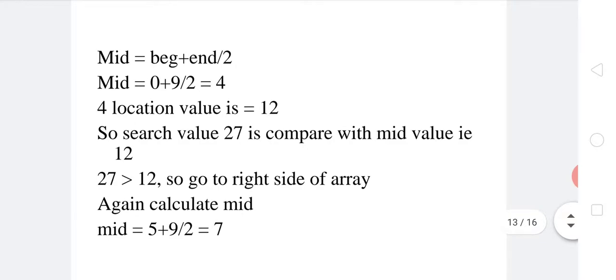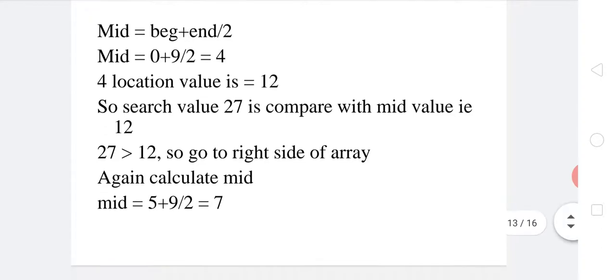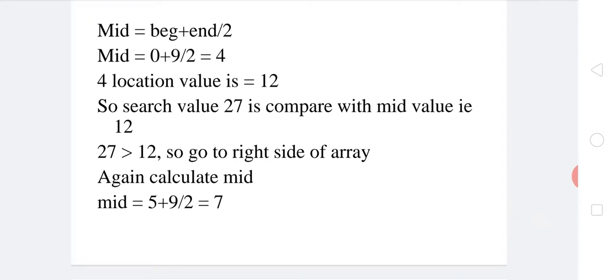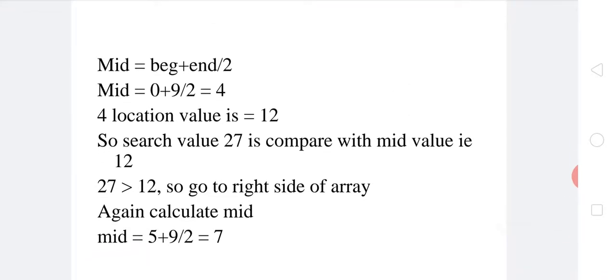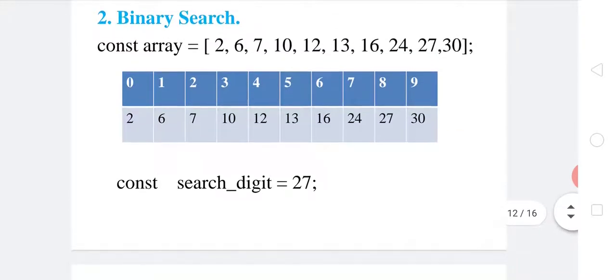Now see here, 27 is greater than 12, so we will go to the right side of the array and again calculate the mid value. How to calculate mid value? Beginning plus end divided by 2. Now the beginning of the right side array is 5 and the end is 9. 5 plus 9, 14, divided by 2 is equal to 7. Now the right side array mid value is 7. Location 7 contains the value 24 and the search value is 27.